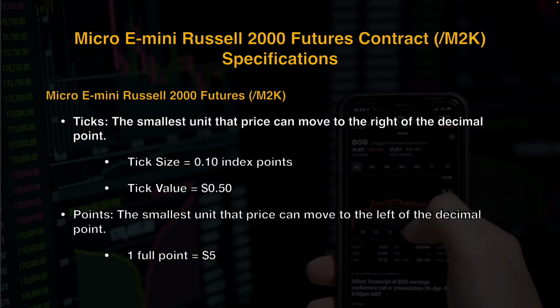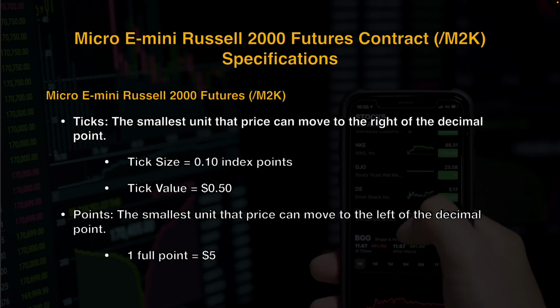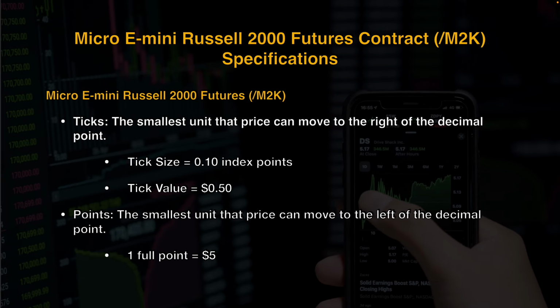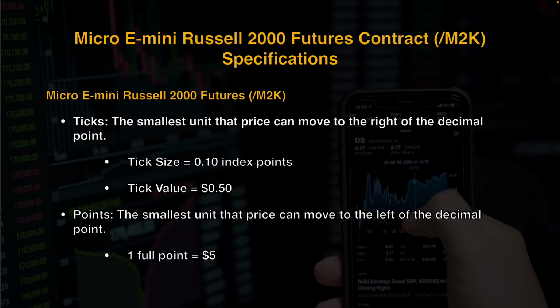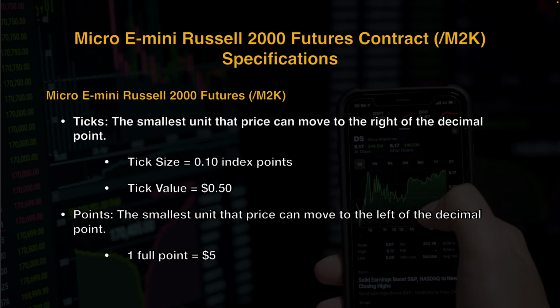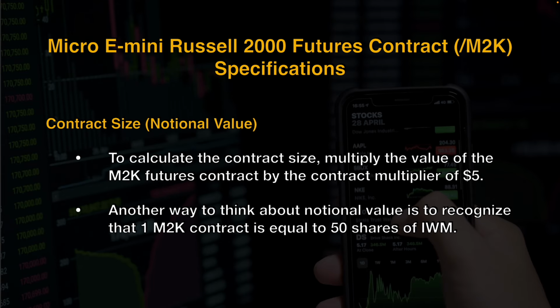M2K was designed to give retail traders affordable access to small cap market exposure. The tick size for the Micro E-mini Russell futures contract /M2K is 0.10 index points, and the tick value is 50 cents. In order to calculate the value of 1 full point, we take 1 divided by 0.10, and we get 10. This is how many ticks are in 1 full point. We then take 10 and multiply that times the tick value of 50 cents to give us a 1 full point value of $5, which is the contract multiplier. In order to calculate the contract size or notional value, we multiply the value of the M2K futures contract by the contract multiplier of 5.